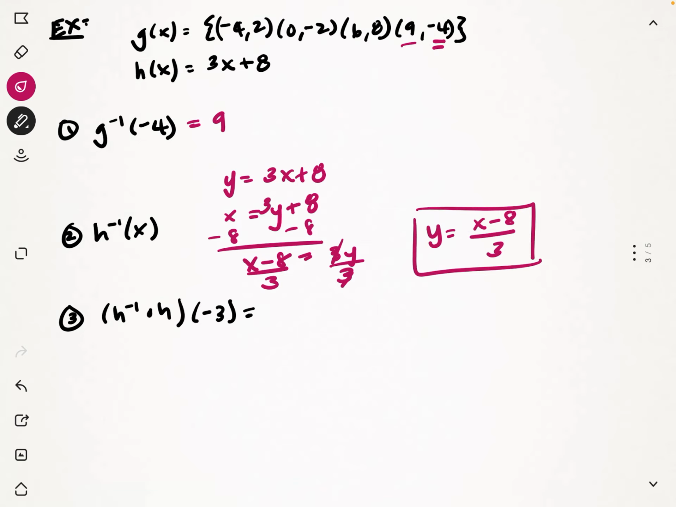And then the last one, again, we have h inverse and h, and we're plugging in negative 3 to that. We could do all the math on it, but because we know that h inverse and h are inverses of each other, this whole thing should just be equal to negative 3.